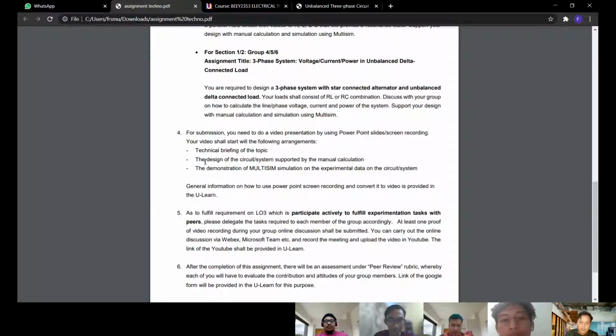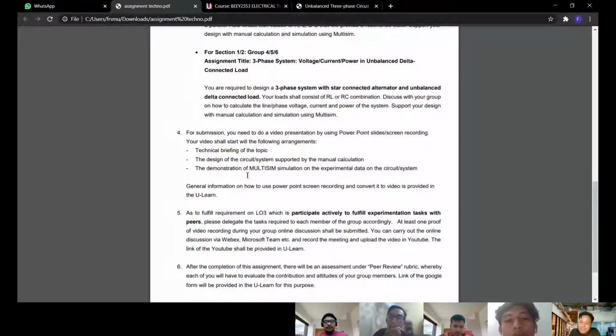Second requirement, the design of the circuit or system supported by the manual calculation. This part I'm going to give to Hadrami and Fahmi. So for the design of the circuit, I just show the design of the circuit and then describe it, right? That's right. And the manual calculation goes to Fahmi, kan? Yeah.